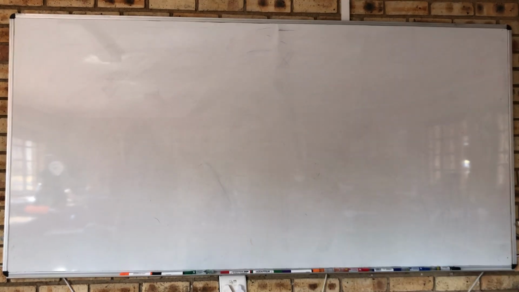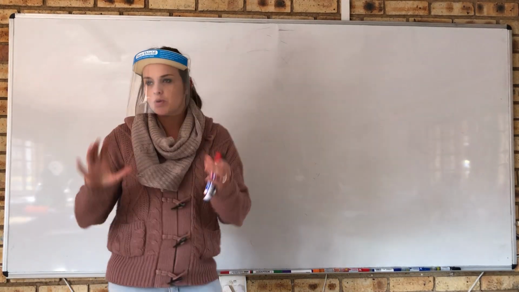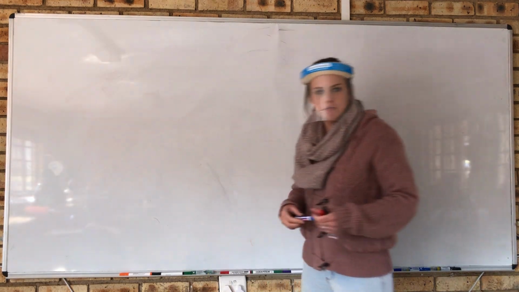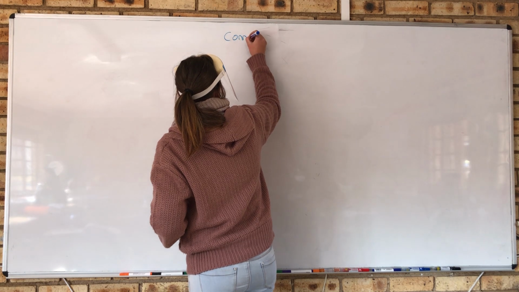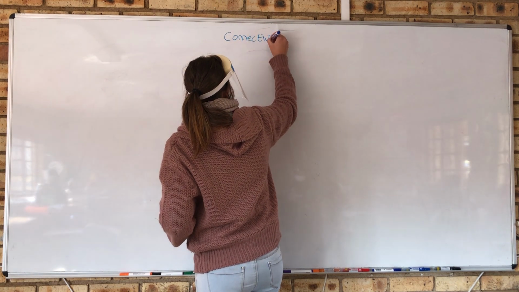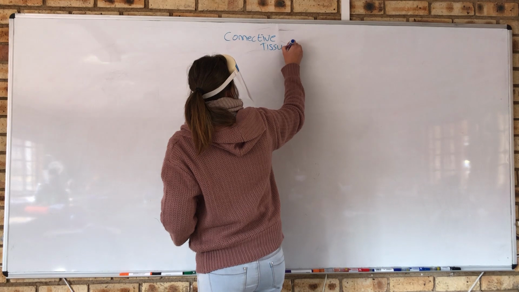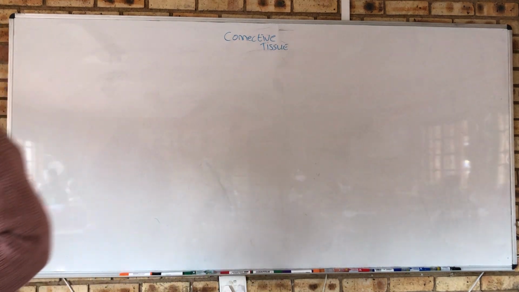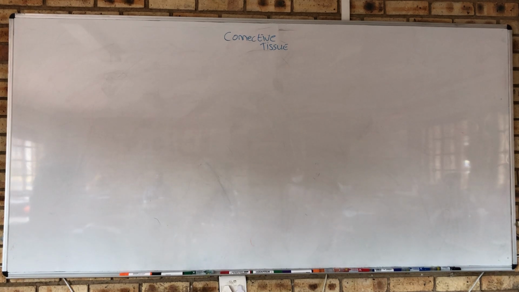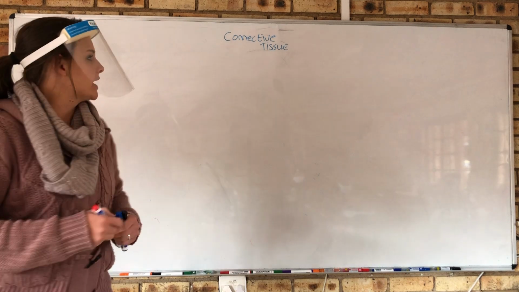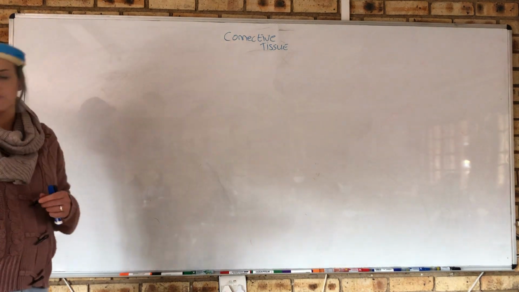Okay, so grade 11s, grade 10s. Let's just quickly recap what we have done for those that are at home. We've started looking at connective tissue. This is on page, what of your textbook? Page 136, 137 to 138. Okay, we've done the first four types of connective tissue.